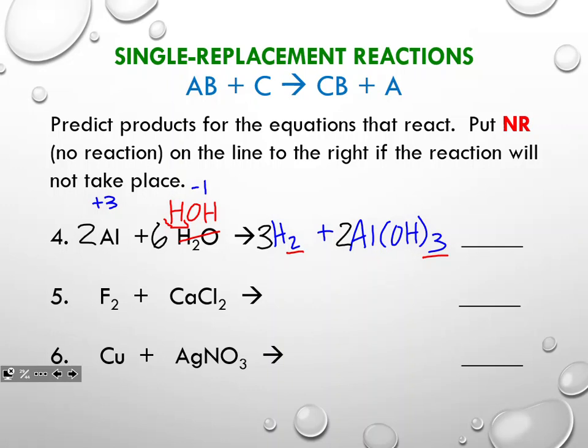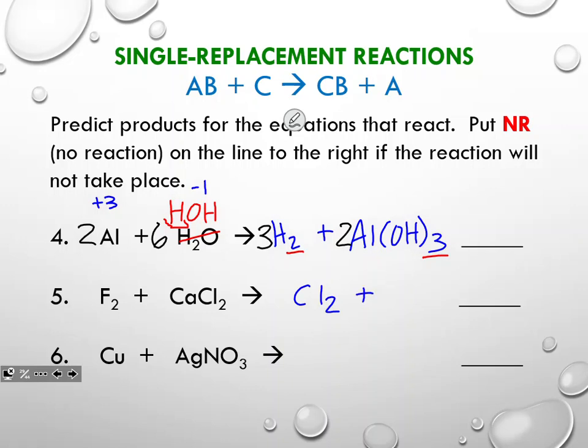How about number 5? We have fluorine reacting with calcium chloride. Is the fluorine more reactive than the chlorine? Because the fluorine will replace the chlorine because they're both going to be anions if they're in a compound. So yes, fluorine is more reactive. So the chlorine will come over here and be one of your products. And remember, chlorine is also diatomic. Don't forget to put Cl2.